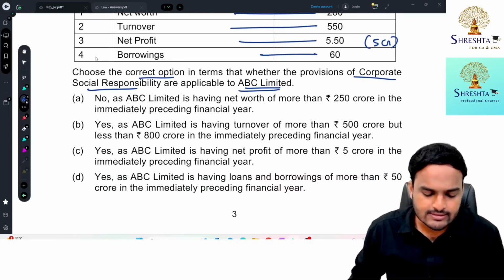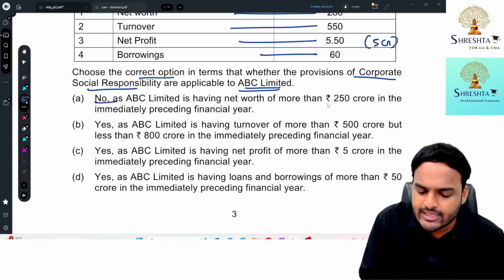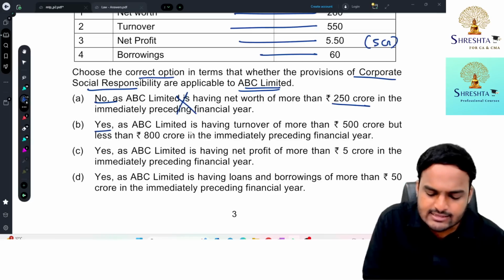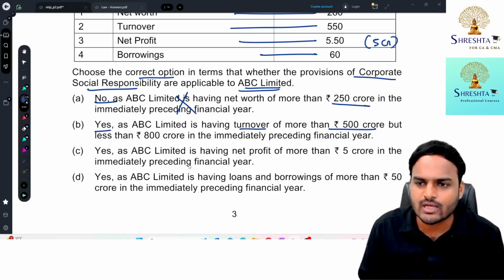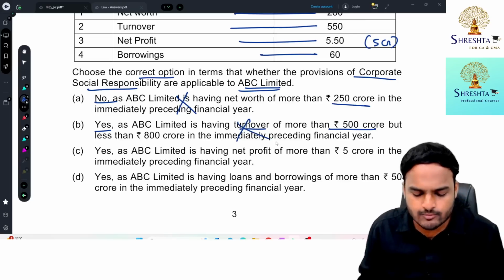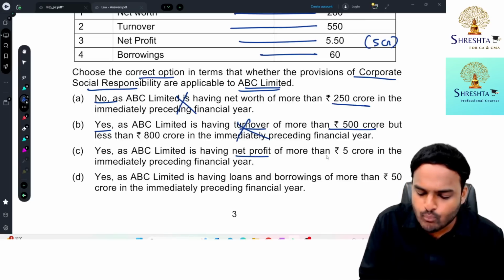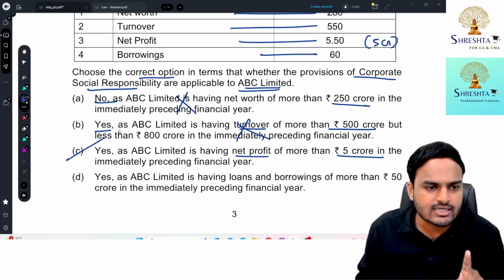So come on, let's select the correct option. No, as ABC Limited is having a net worth of more than 250 crores in the immediately preceding financial year. Wrong option. Yes, as ABC Limited is having turnover of more than 500 crores. What is the limit of turnover? 1000 crores, right? Wrong option. Yes, as ABC Limited is having net profit of more than 5 crores in the immediately preceding financial year. C is the correct option.